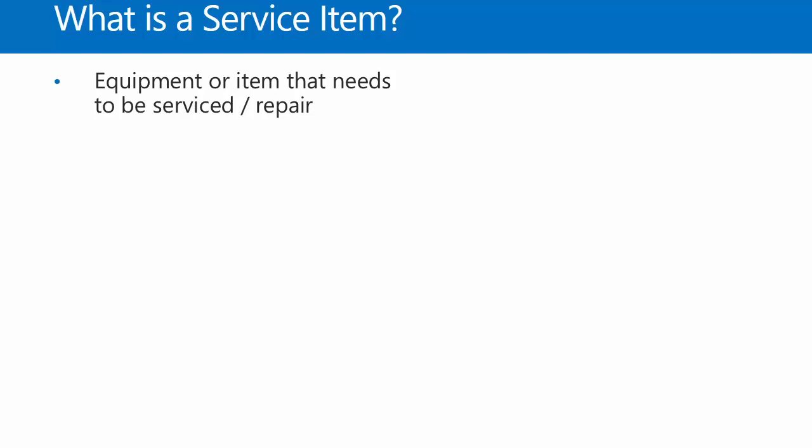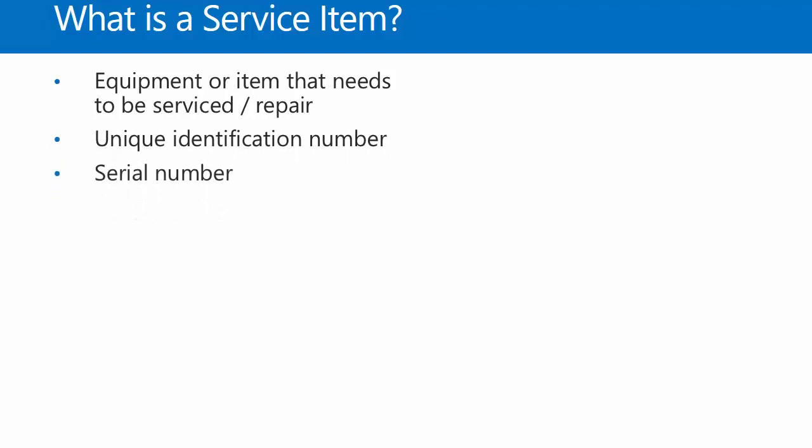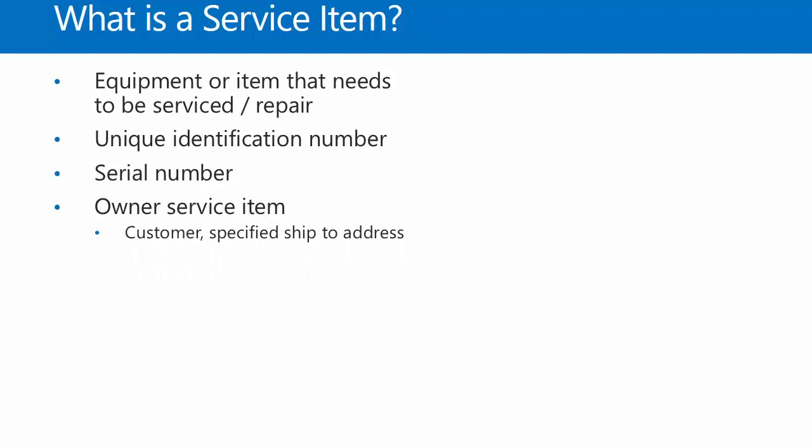An inventory item is generic, while a service item is specific and unique. There is only one specific service item compared to a bulk load of inventory items in the warehouse. A service item is made unique by using a unique identification number and/or a serial number. A service item is owned by a customer, which can also be specified with a ship-to address.